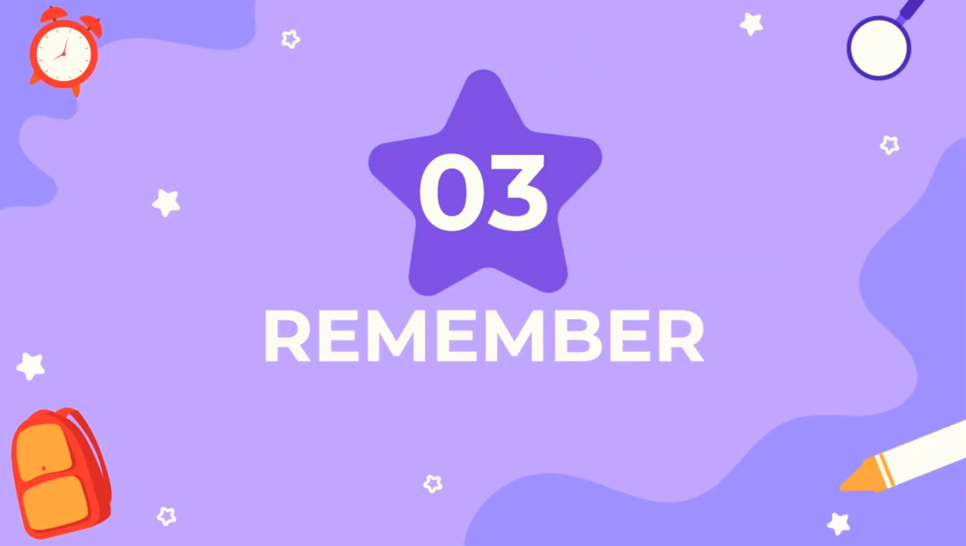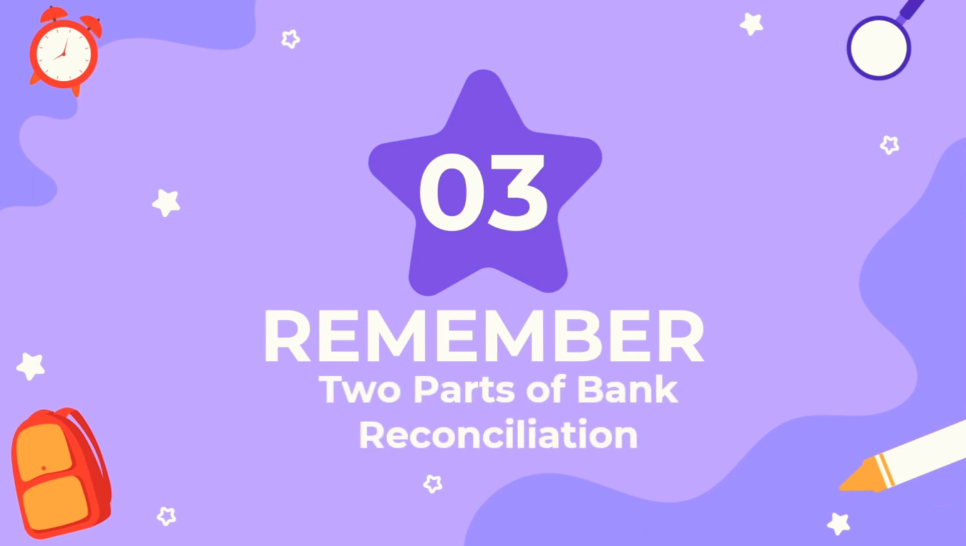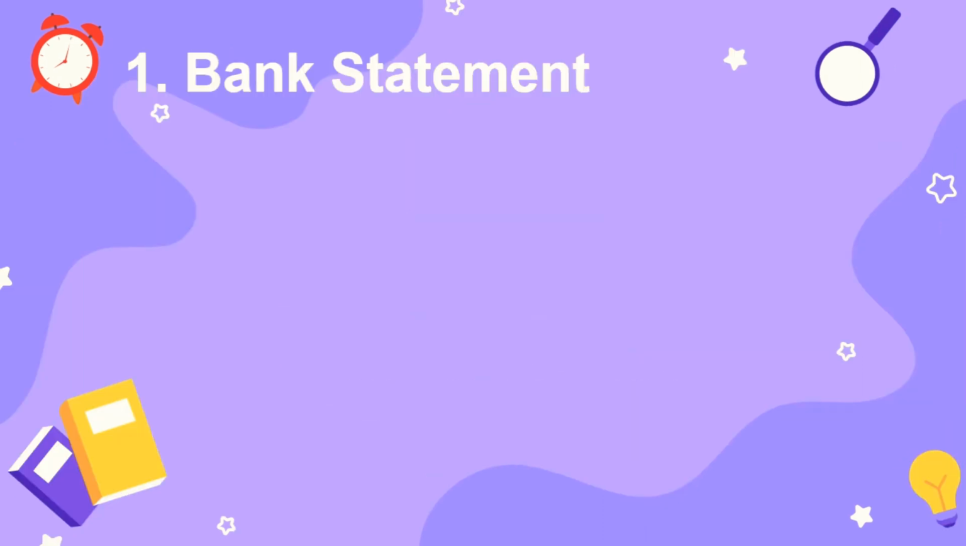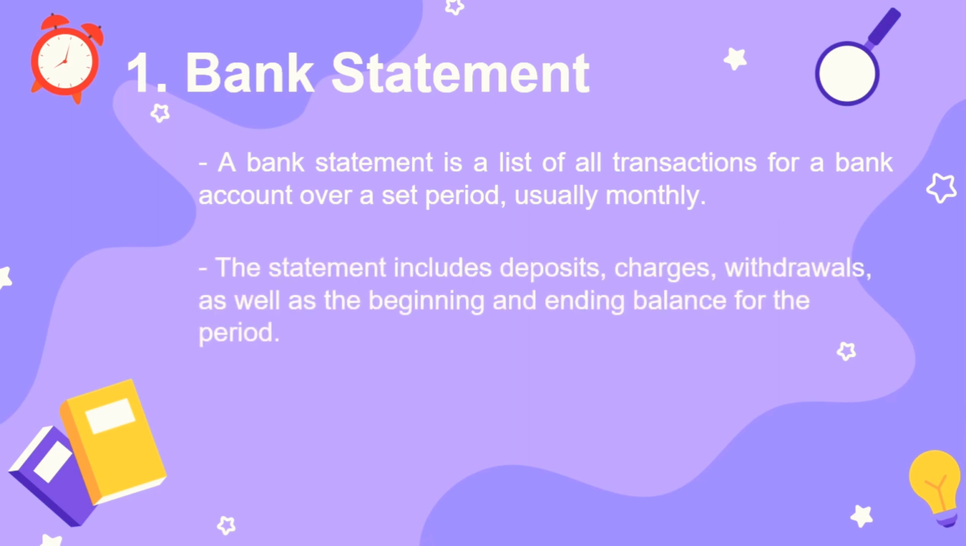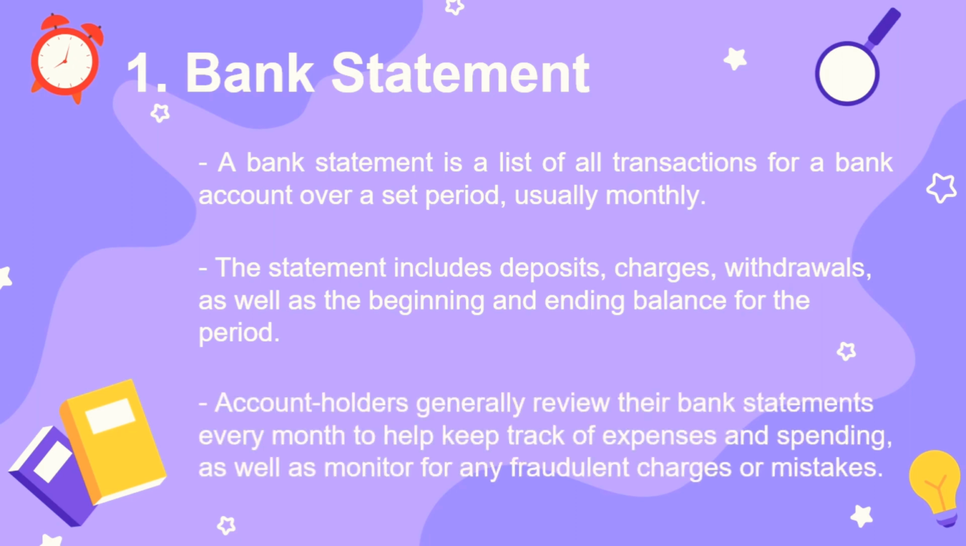Number 3, or the third phase of this discussion, is the two parts of bank reconciliation. Number 1 is the bank statement. A bank statement is a list of all transactions for a bank account over a set period, usually monthly. The statement includes deposits, charges, withdrawals, as well as the beginning and ending balance for the period.